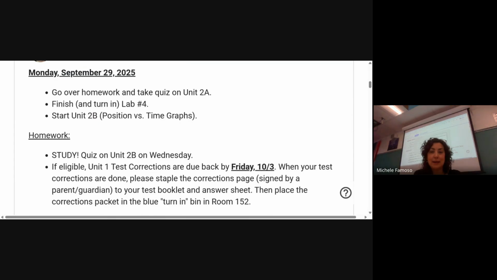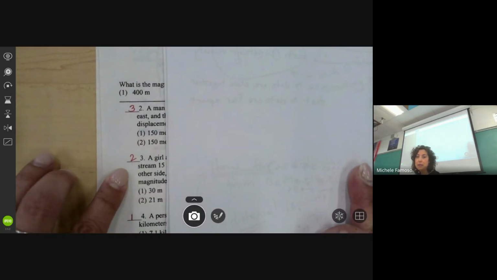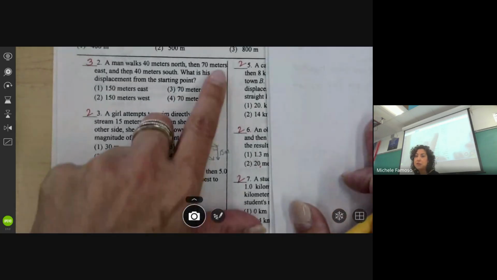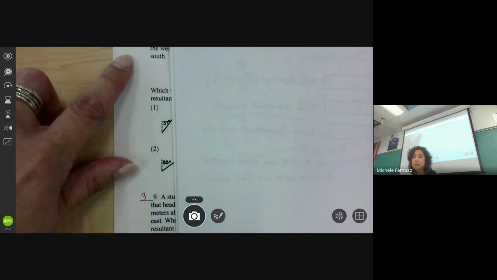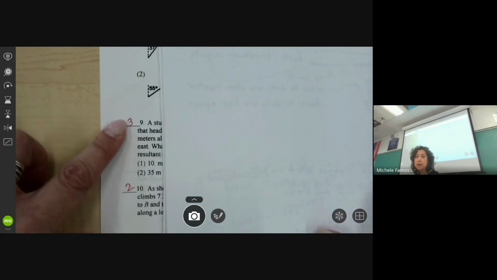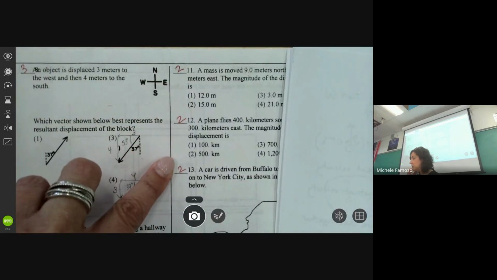All right, let's check this out. Yep, there we go. Okay, number 1 is 3. Number 2 is 3. 3 is 2. 4 is 1. 5 is 2. 6 is 2. 7 is 2. 8 is 3. 9 is 3. 10 is 2. 11 is 2. 12 is 2. 13 is 2.